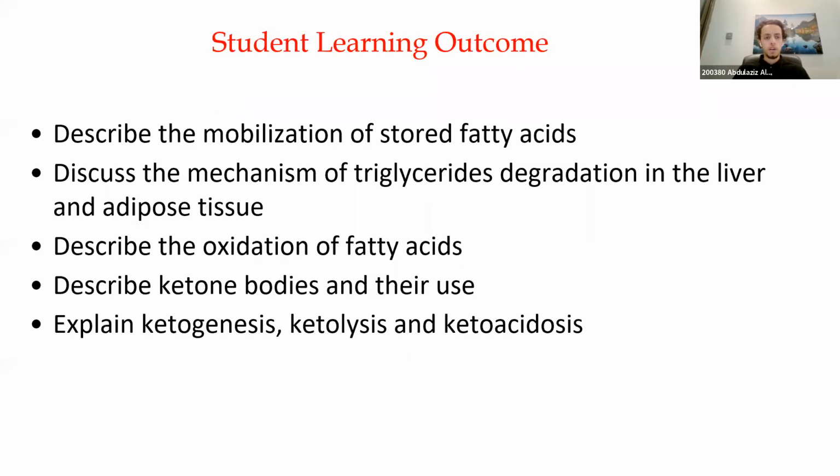So the objectives today: we'll talk about mobilization of stored fatty acids. We'll talk about the mechanism of triglyceride degradation in the liver and adipose tissue, mainly adipose tissue. The oxidation, which is the main key point or objective of this lecture, as well as ketone bodies and their use.